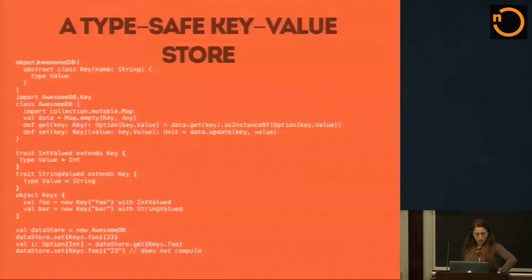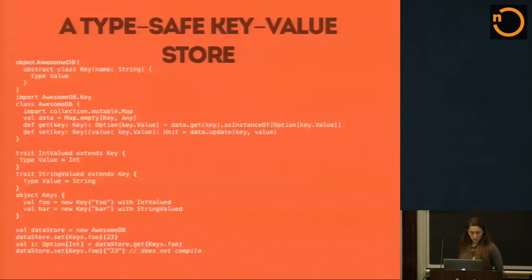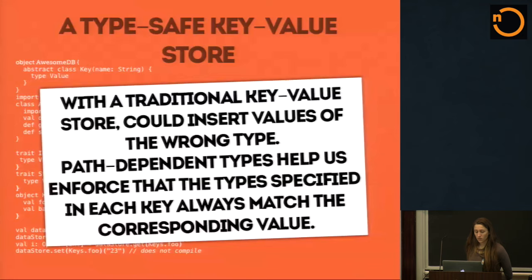And you can set it in this data store down here, set keys.foo 23 in your new DB, and you can get it, and it gives you more type information than just Any. It knows that it's an Int, and of course, if you try to pass a string to the thing where we know it should be an Int, it doesn't compile. So with a traditional key-value store, you can insert values of the wrong type, but path-dependent types help us enforce that the type specified in each key always matches the corresponding value.